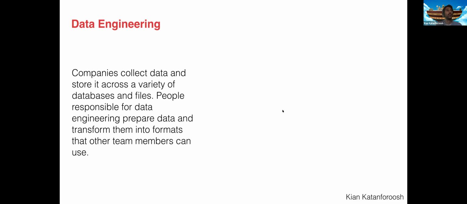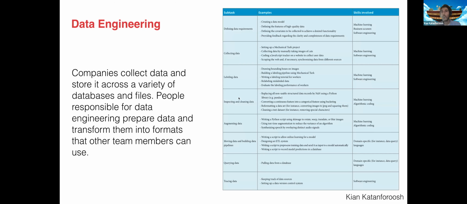So you will find tasks such as collecting data, defining data requirements, labeling, inspecting, augmenting, moving data, querying data, and tracing. And what we can do in parallel is, on the third column of this table, try to identify what are the skills that are needed to carry out those tasks. Typically the skill areas include machine learning, as you can see, software engineering, and also some algorithmic coding for these data engineering tasks.